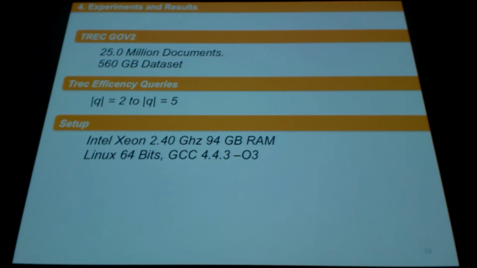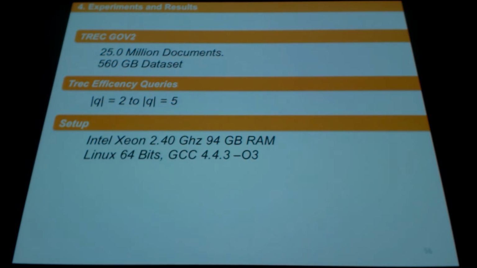So, experiments and results. We tried this with the TREC GOV2 dataset, which contains 25 million documents and is around 560 gigabytes of data. We use the queries that should be able to correctly query that index, with 2 to 5 terms. The setup was a big university server with 94 gigs of RAM, and everything was implemented in C++.